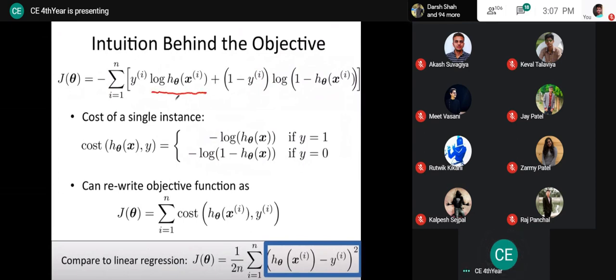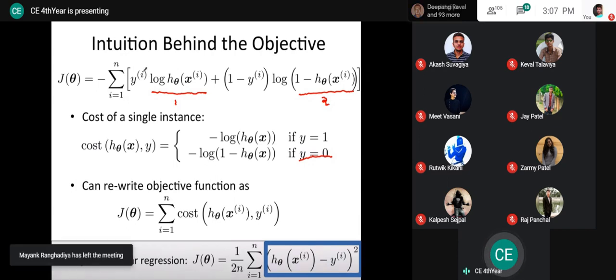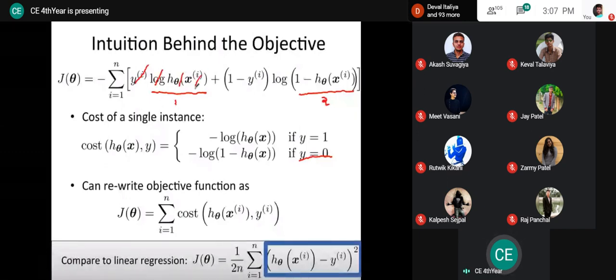Now similarly observe what will happen for the second half, that is, what will happen whenever y is equal to 0. So if y is equal to 0, the first half will get cancelled out because 0 multiplied by something will be 0. For the second half, 1 minus y, but y is right now 0, so 1 minus 0 will be 1, so this will be enabled.